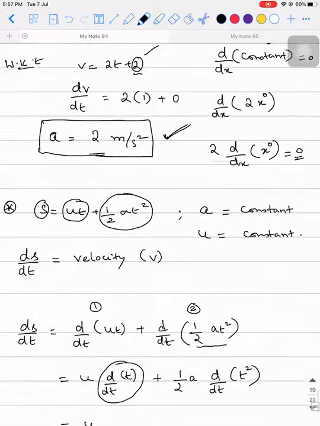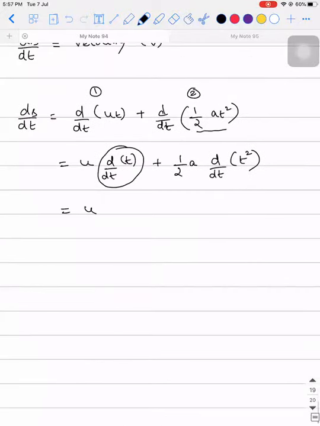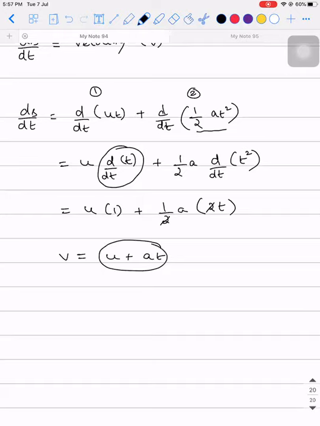Derivative of x with respect to x is 1. So u into 1 plus half a into derivative of t square, which is 2t. So the 2 and 2 get cancelled. u and 1 is u plus a into t. What is this u plus at? Is it not the velocity? Yes, sir. So this is another way to analyze.